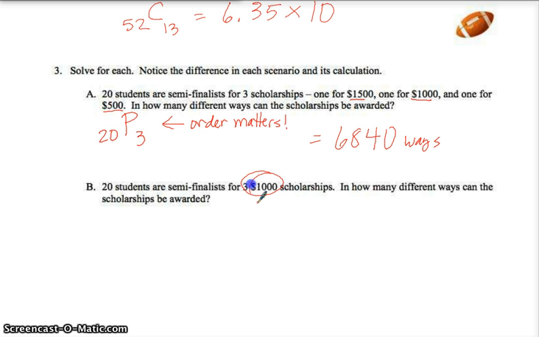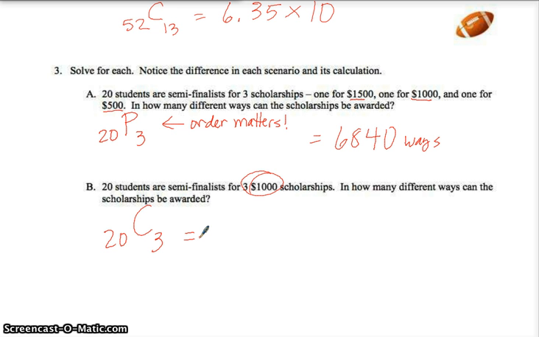However, if I make all the scholarships the exact same amount, so every single one of the 3 people is going to make $1,000, well, does the order in which I choose them matter now? No, because they're all in the same playing field. They're all earning the same amount of money. So it doesn't matter. So we just say 20. This time it's a combination. We're choosing 3, right? So again, plug it into your calculator.